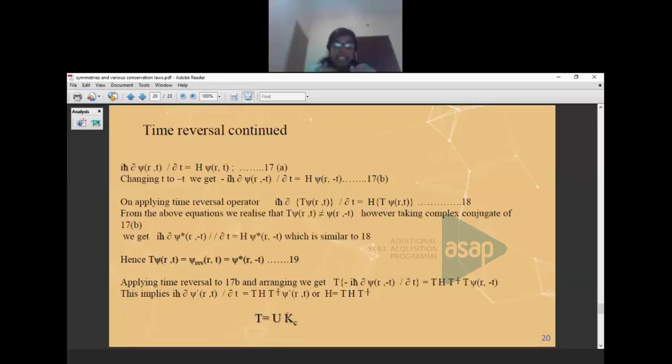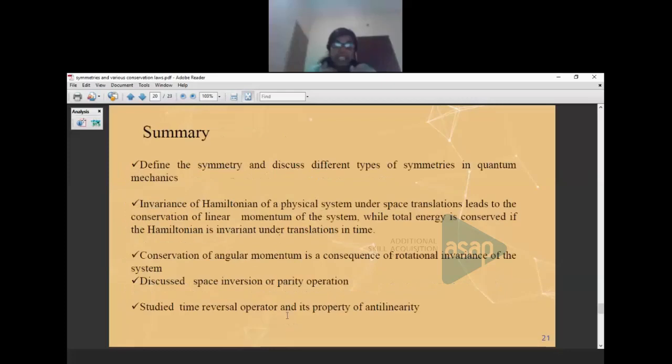Now, we will briefly discuss what all things we tried to understand in this module. First, we tried to define symmetry. Symmetry is nothing but if an object, if a system remains unchanged under a certain rotation, reflection, and in general a transformation, we will call it a symmetry. Then we discussed different types of symmetry: continuous, discrete, and permutation. We have discussed three continuous symmetries and two discrete.